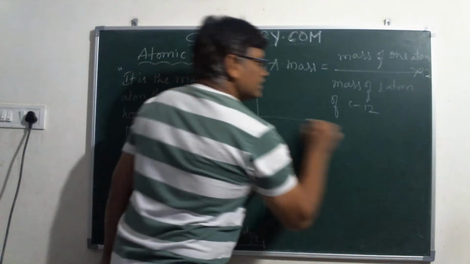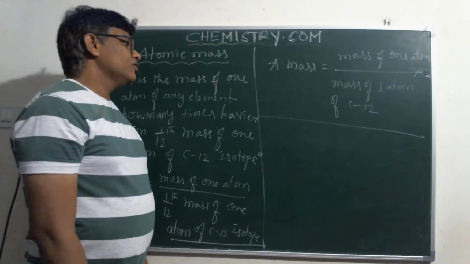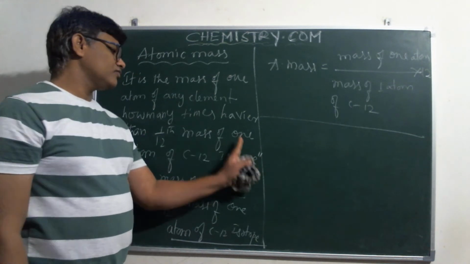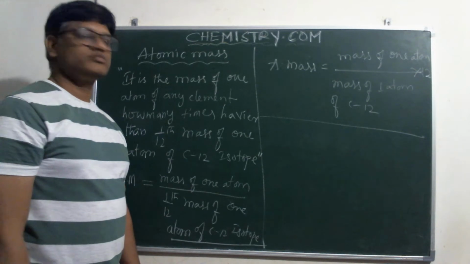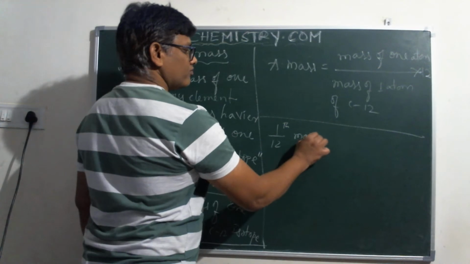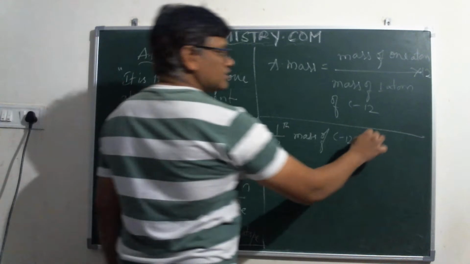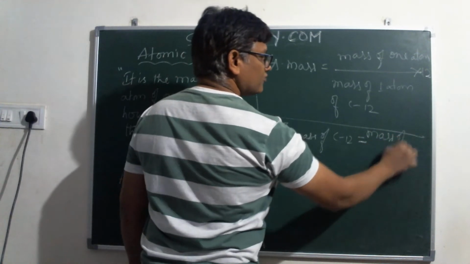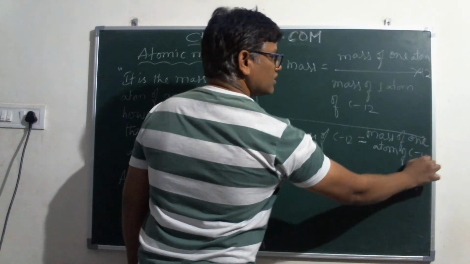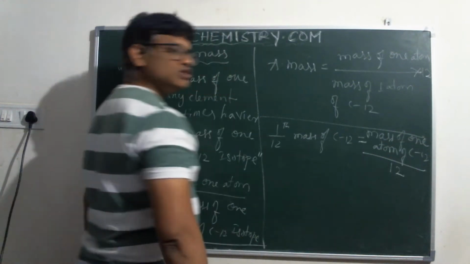Before finding atomic masses of the elements, let's understand what the 1/12 mass of one atom of carbon 12 isotope is. Here 1/12 mass of carbon 12 is equal to the mass of one atom of carbon 12 over 12. We have to divide by 12 here.